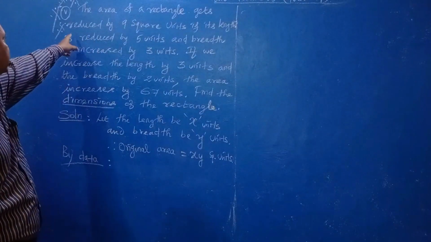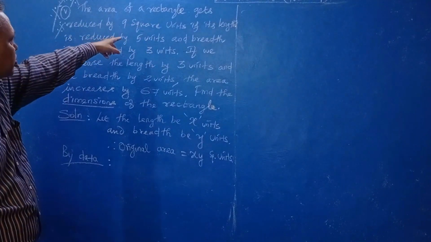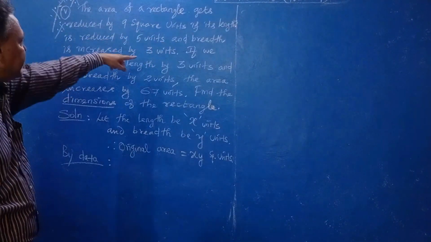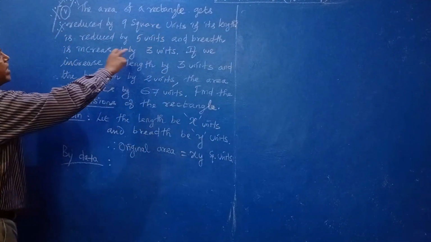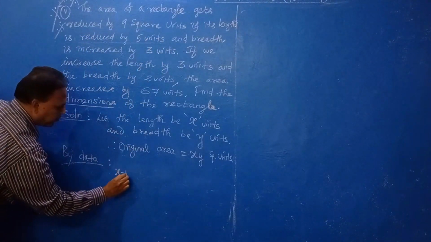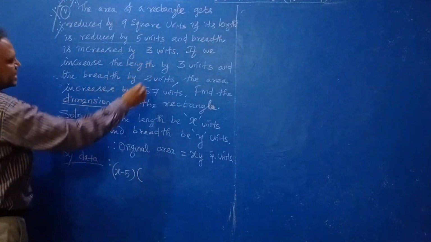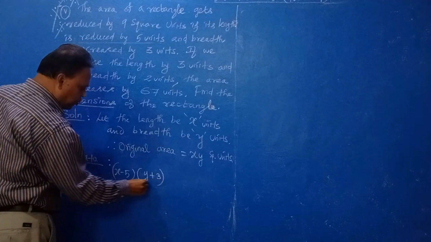You see the condition. First condition you see: the area of the rectangle gets reduced by 9 square units if its length is reduced. The length of the rectangle is x, reduced by 5 units. Reduced by 5 units means what? x minus 5, into, then the breadth is increased, means y plus 3. The breadth is y here.